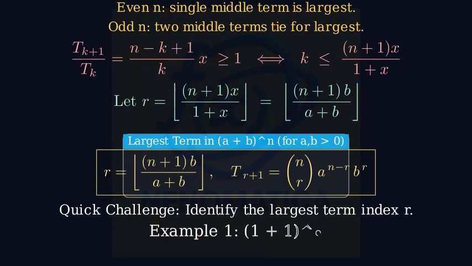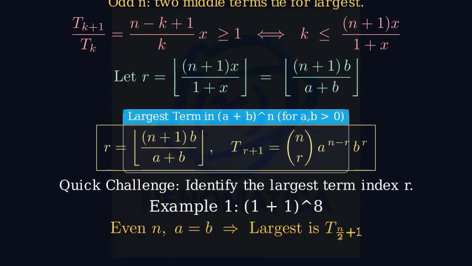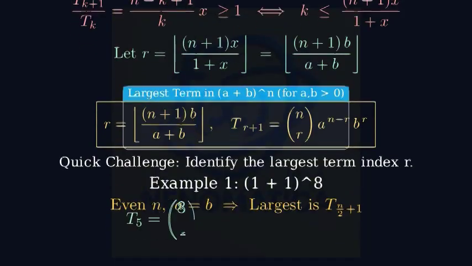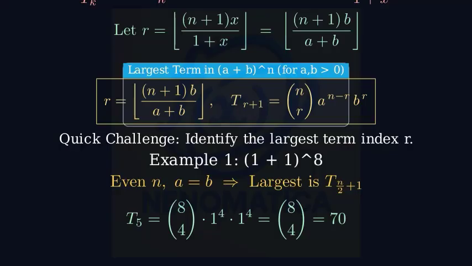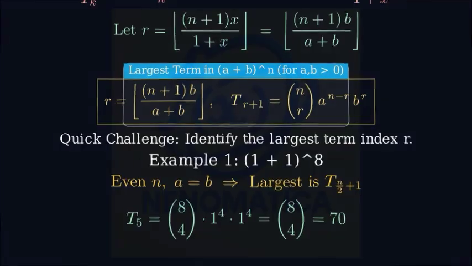Example 1. a equals b and n is even. Consider (1 plus 1) to the power 8. Since a equals b, the largest term is the middle term. For n equals 8, that is t sub n over 2 plus 1, which is t sub 5. So the largest term is 8 choose 4 times 1 to the 4 times 1 to the 4.